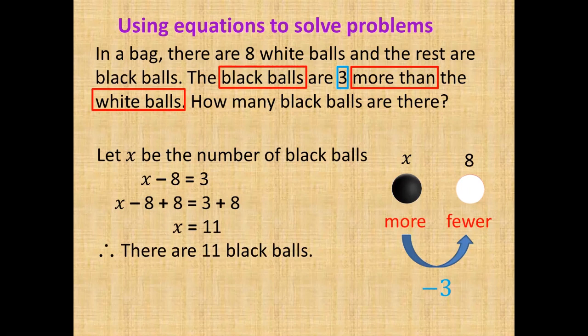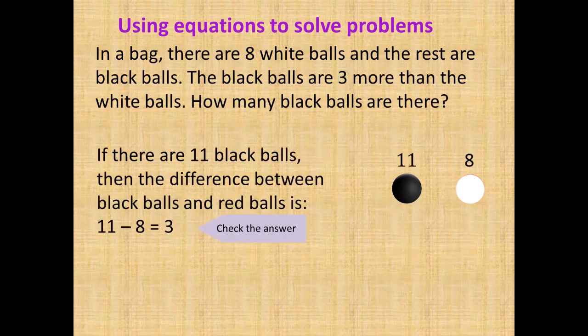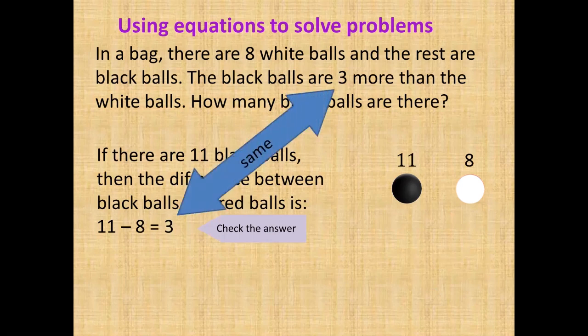And final step, we need to double check your answers. According to the question, the difference between the black balls and white balls should be 3. According to our finding, we have 11 black balls, and then the difference should be 11 minus 8, and the answer equals 3. So now we got the same answer as the question. That means we got the correct answer. So now I think after these examples, students, you know how to use equations to solve problems.